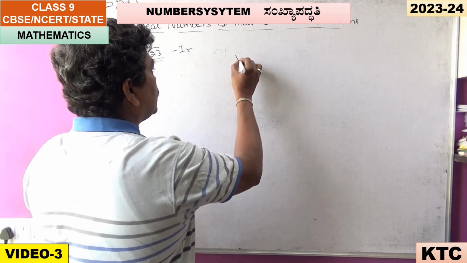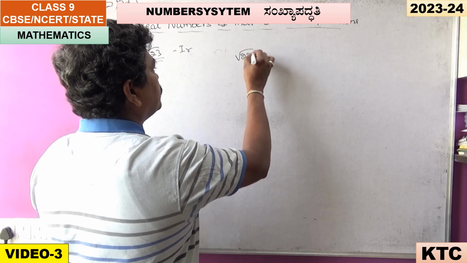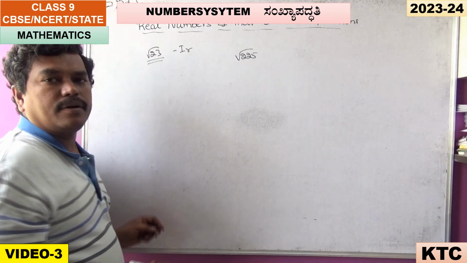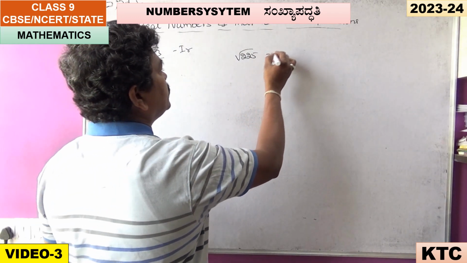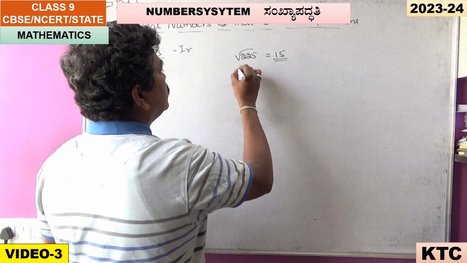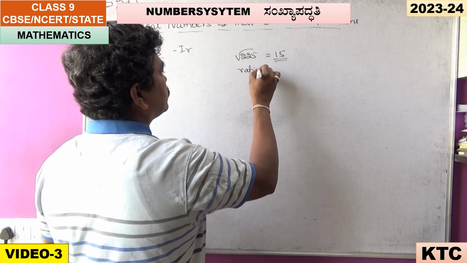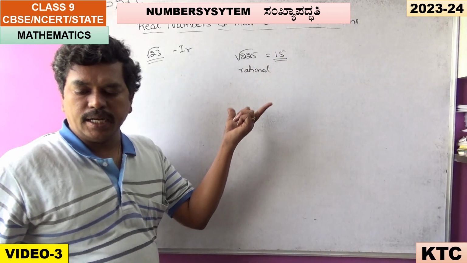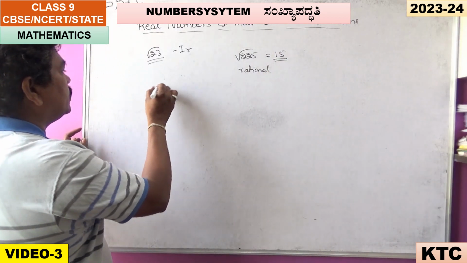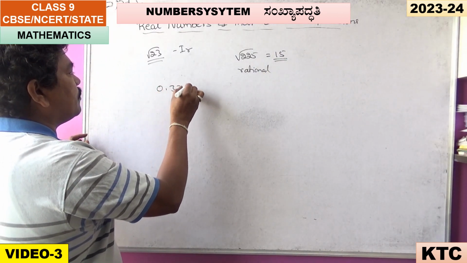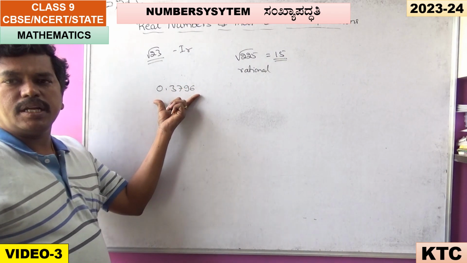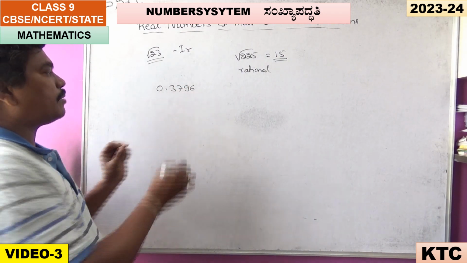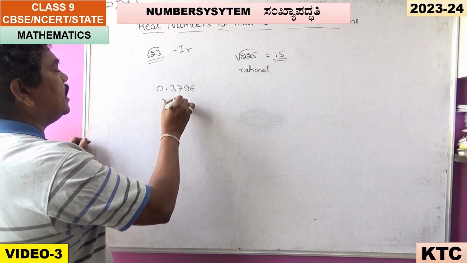And also another is √225. This is the square of 15, so we write this as equal to 15. So this is a rational number. And also that is 0.3796. This is terminating. If this is terminating, this can be considered a rational number.